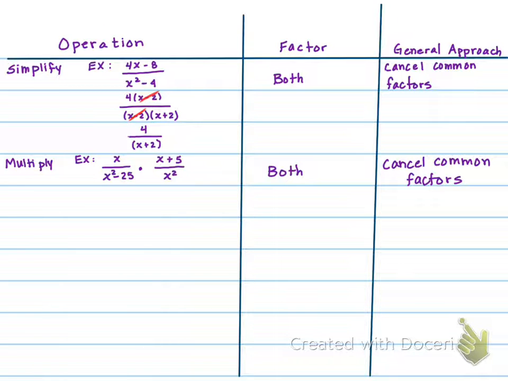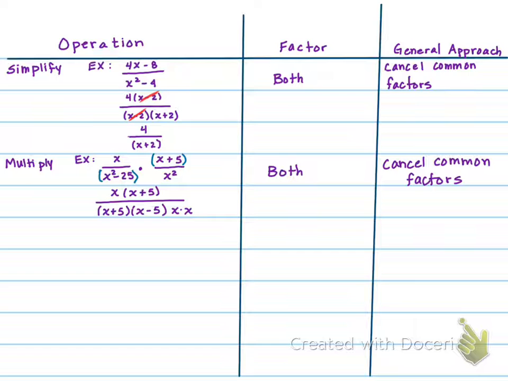So here, remember, if there's addition or subtraction, we put it in parentheses, like so. And then x and x plus 5 cannot be factored. X squared minus 25 is x plus 5 times x minus 5. And then x squared is a monomial factor, so there's no addition or subtraction, which means I can do prime factorization and just call it x times x.